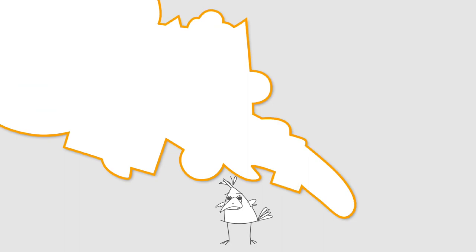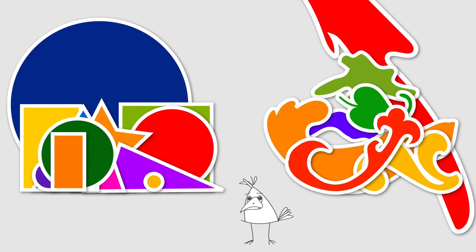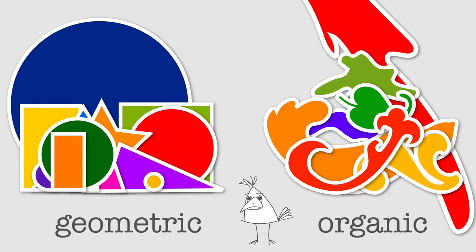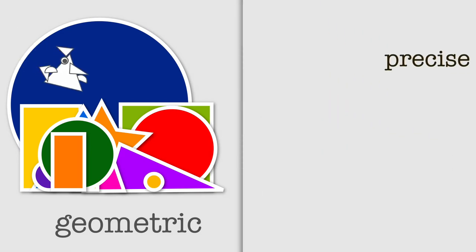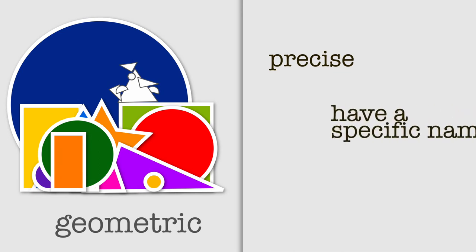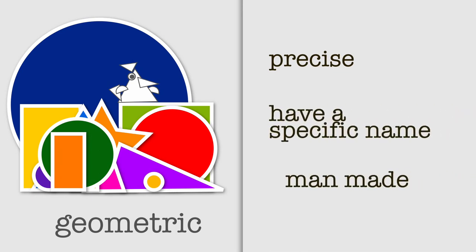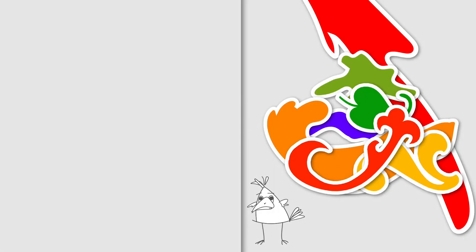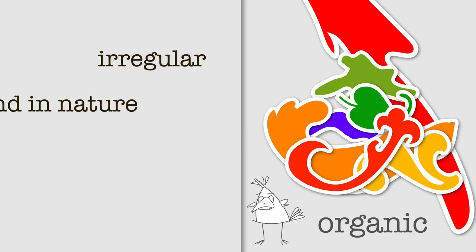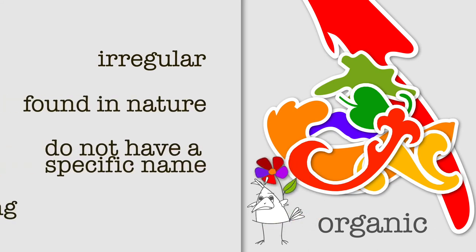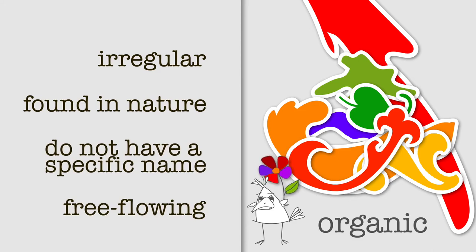How do we classify them in all their variety? All shapes and forms fit into two types: geometric and organic. So what do we consider as geometric shapes? Shapes and forms that are precise, they have a specific name, like square, circle, triangle, cone, sphere, for example. They're often man-made, even though we find these shapes in nature as well. Most organic shapes and forms are irregular. They can be found in nature, and most of them do not have a specific name. These shapes and forms are mostly curvy and free-flowing.